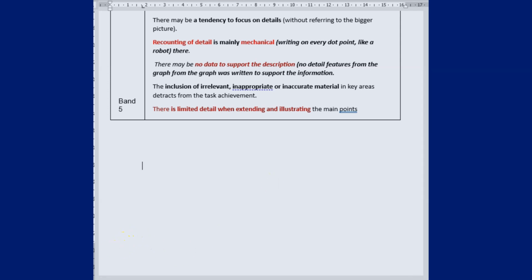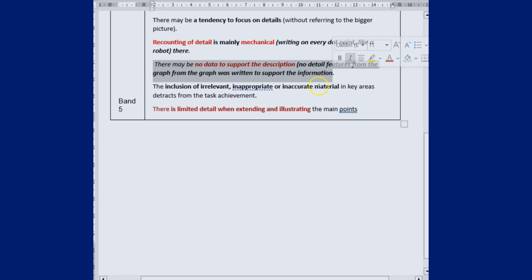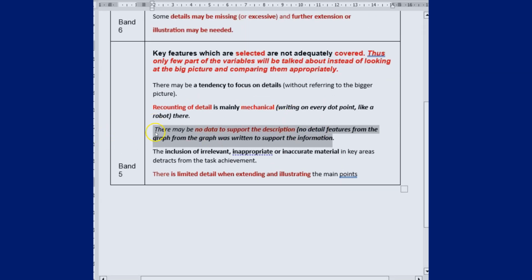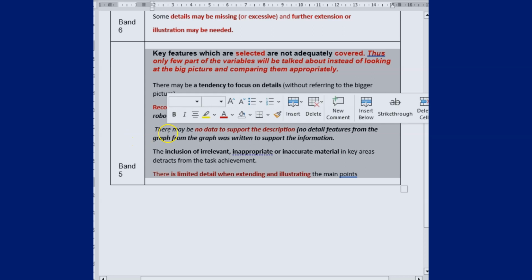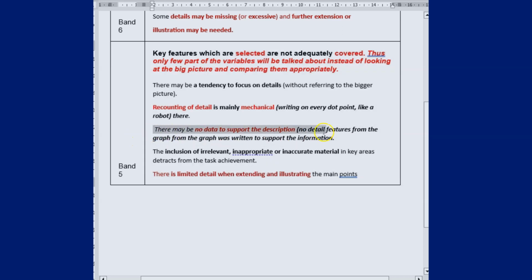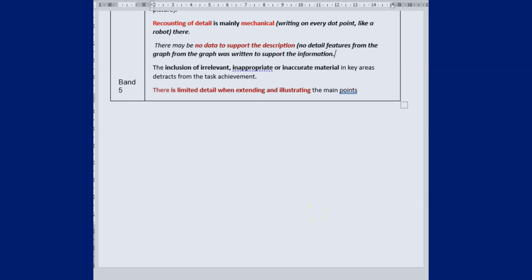Don't just write without supporting them with data. Note that from the band 5, we said that when you write without having any data in the visual diagram to support the key features, then you are going to get a band 5, because there may be no data to support the description or no detailed features from the graph that was written to support the information. So if you write without having accurate data from the graph to support it, then you are going to get a band 5.